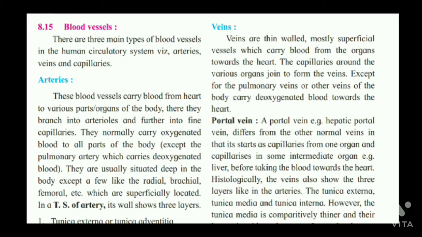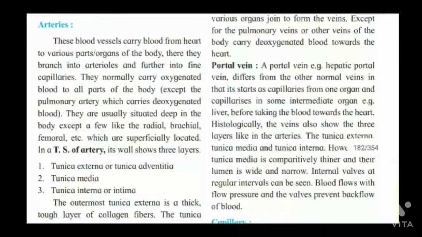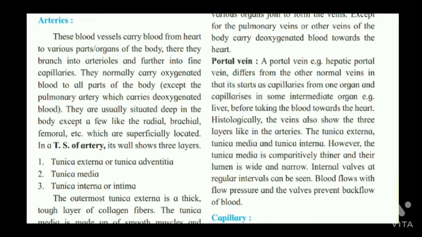Portal vein. A portal vein, example hepatic portal vein, differs from the other normal veins in that it starts as a capillary from one organ and capillarizes in some intermediate organ, example liver, before taking the blood towards the heart. Histologically, the veins also show the three layers like in the arteries, the tunica externa, tunica media and tunica interna.